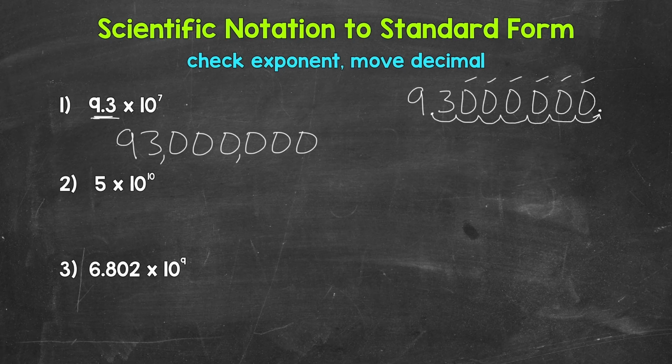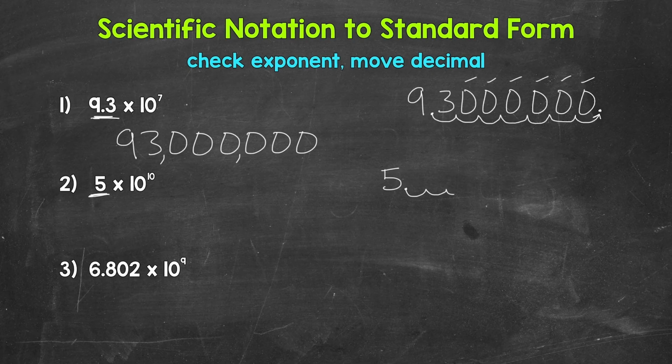Let's move on to number 2, where we have 5 times 10 to the 10th power. So let's write 5 off to the side. And the decimal comes after a whole number, after the ones place. So the decimal is right here, and we need to move it. Well, our exponent is 10, a positive 10. 5 is increasing in value here, so we have a large number. We need to move the decimal to the right.